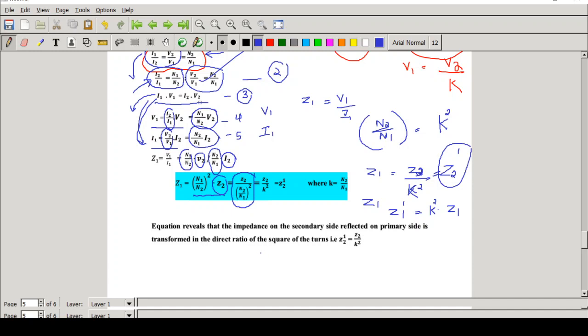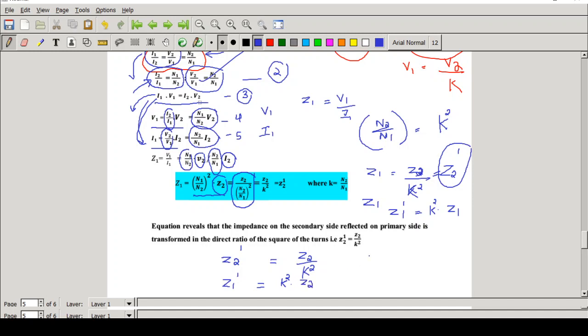Suppose you are referring from secondary to primary. This is a secondary impedance. When you refer it to the primary, you put a dash like this, so that will be equal to Z2 by K squared. So what is the meaning of this? The 2 means it is a secondary impedance, and the dash means you are referring it to primary. Now Z1 means it is the impedance in the primary. Now we are going to refer it to the secondary, so I put a dash like this. That will be equal to K squared into Z1. See the difference? When you draw the equivalent circuit, we have to consider all this.